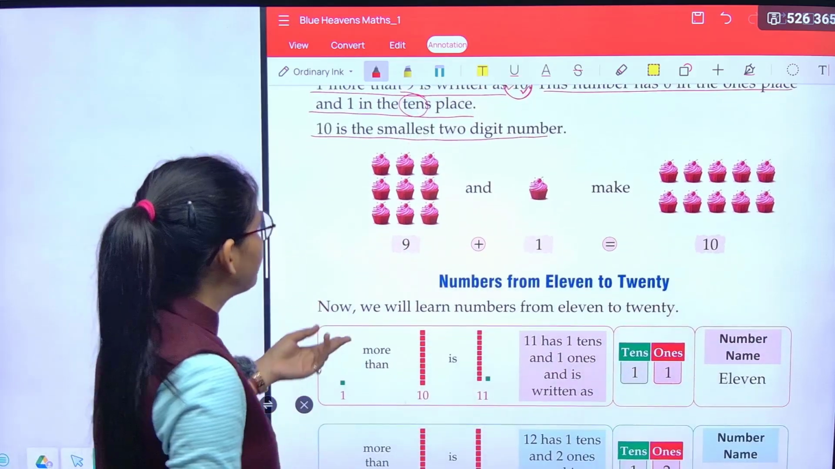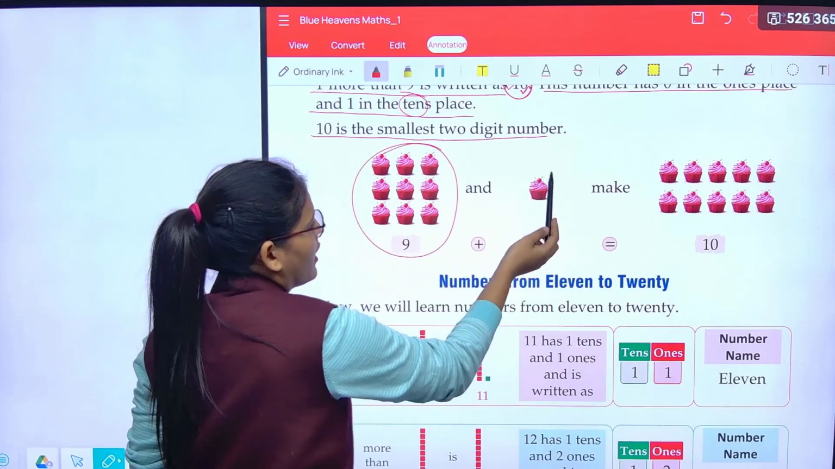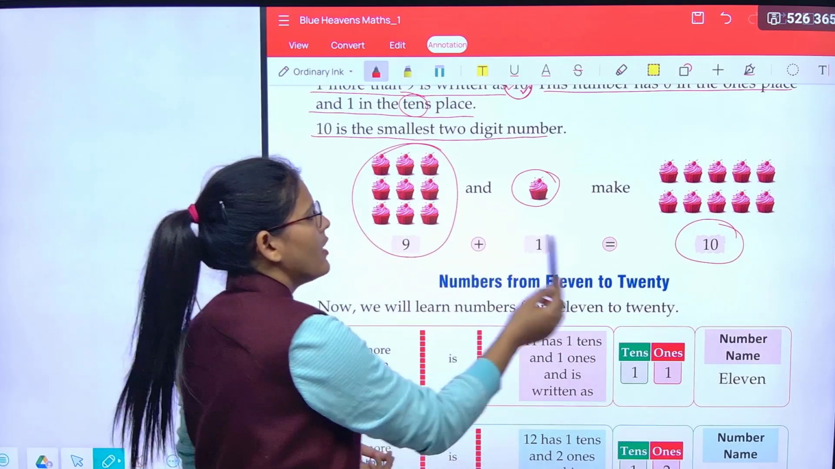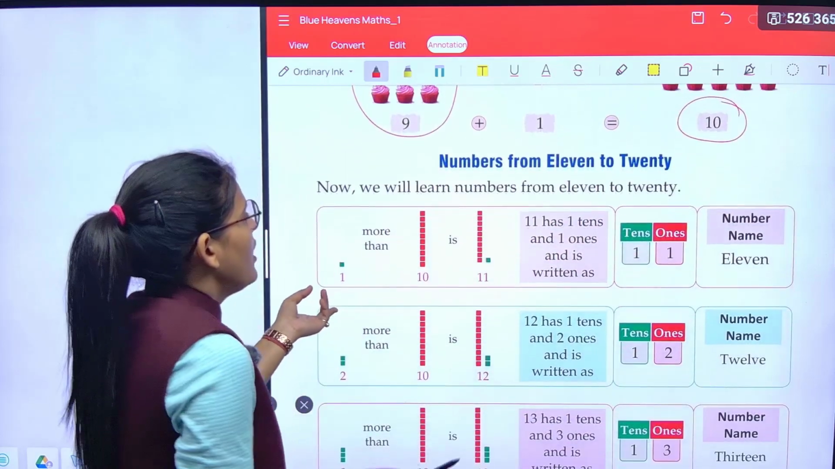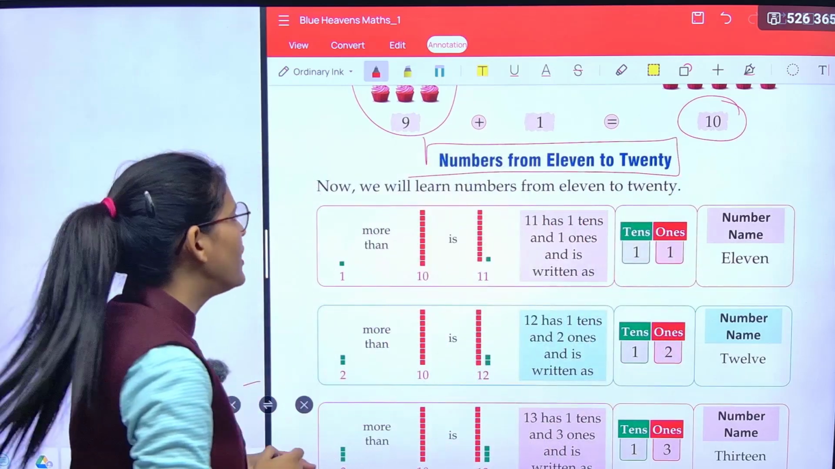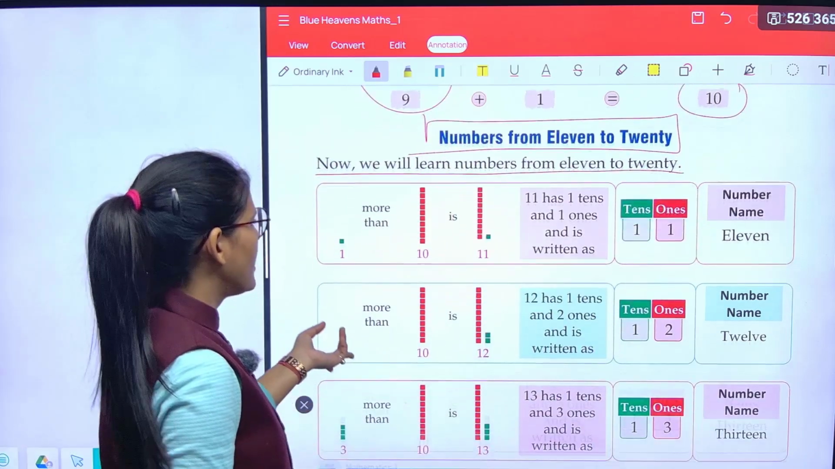So class, see, there are 9 cupcakes and plus 1 makes 10 cupcakes. Okay, 9 plus 1, 10. Now, numbers from 11 to 20. Now, we will learn numbers from 11 to 20. Okay, class?